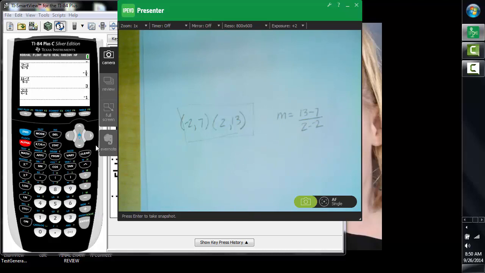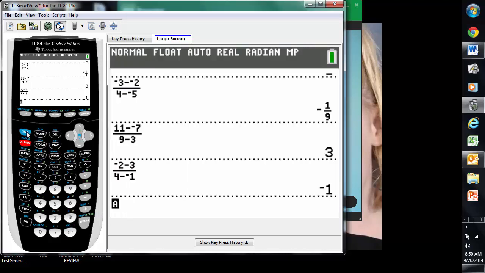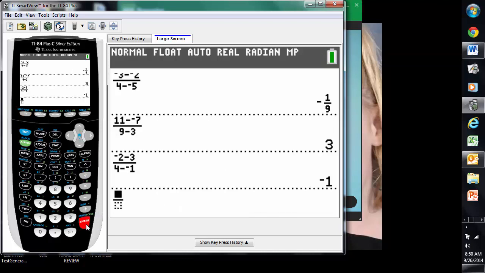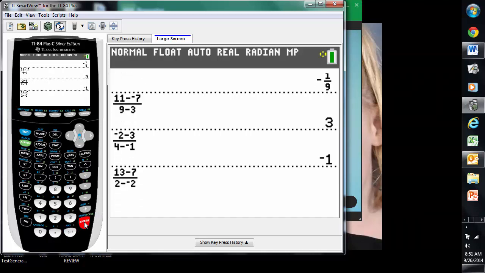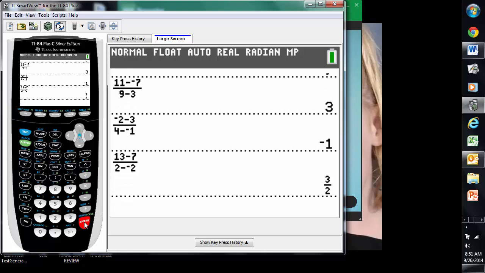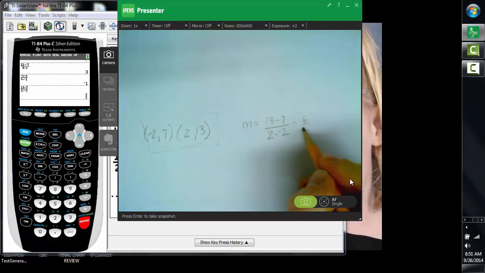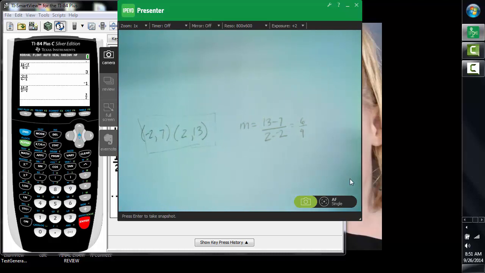Then you go to the calculator, and you push alpha y equals, and on the top you're going to do 13 minus 7, and on the bottom you're going to do 2 minus -2. Enter. It comes out to 3/2. Now if you think about the math here, this actually comes out to 6/4, and a lot of you would leave that as an answer.